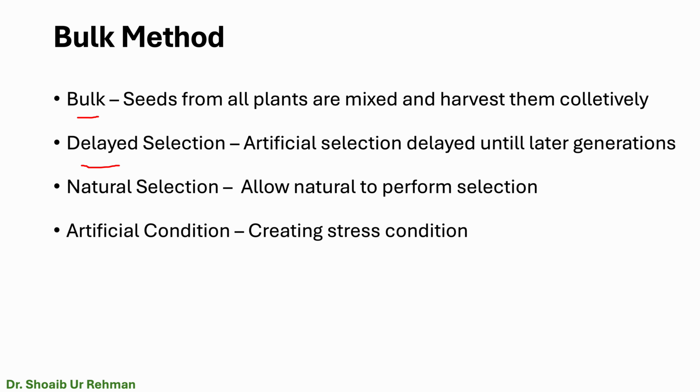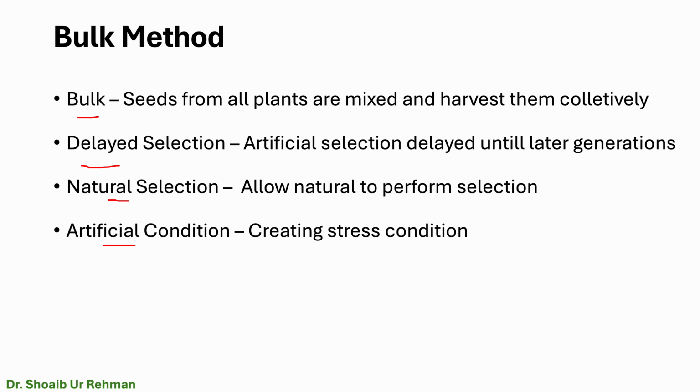The third point is natural selection. It means breeders do not impose their selection, because it is nature that allows the plants to be selected naturally. The fourth point is the artificial condition. It means the plant breeders can only create some sort of environment in which a plant can grow or survive naturally.